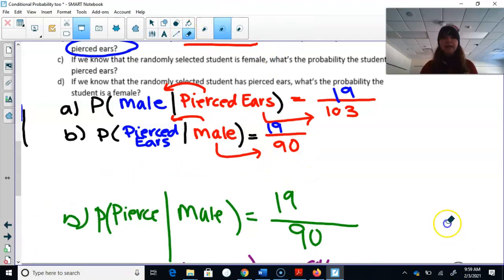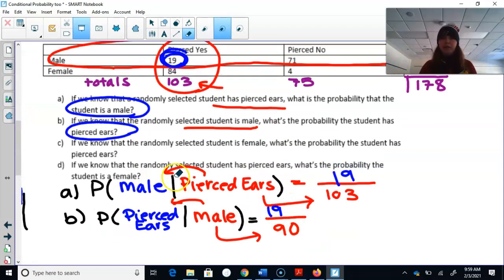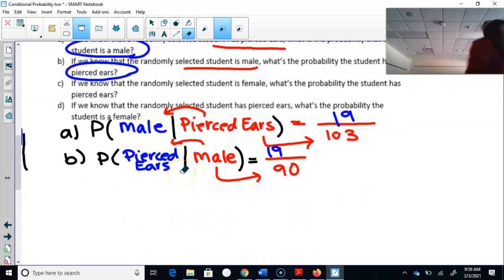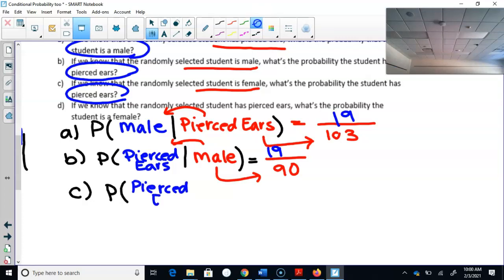Part C. If we know that the randomly selected student is female, what is the probability the student has pierced ears? Again, we know now, ladies and gentlemen, where we're at. We know that the student is female. What's the probability they have pierced ears? I'll go a little slower if we need it. We want to know the probability they have pierced ears given they identify as female.